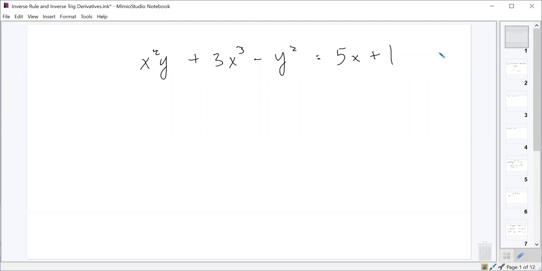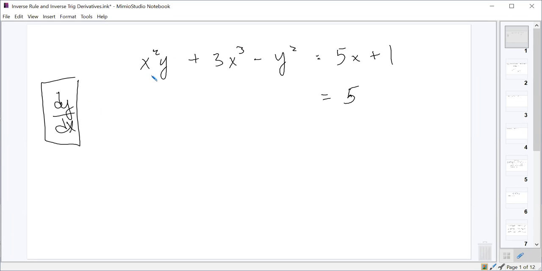So if we're given this implicitly defined equation and we want to find dy dx, we have to take the derivative of both sides of it with respect to x, because we're looking for dy dx, which means the derivative with respect to x. So on the right side of the equal sign, it should be pretty easy. Derivative of 5x is just 5, and the derivative of 1 is 0. Good with that? Hopefully. Okay.